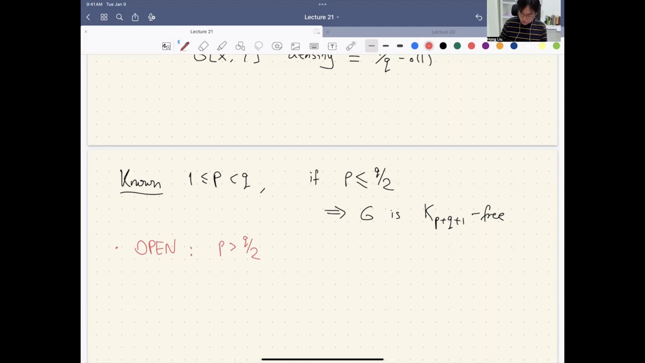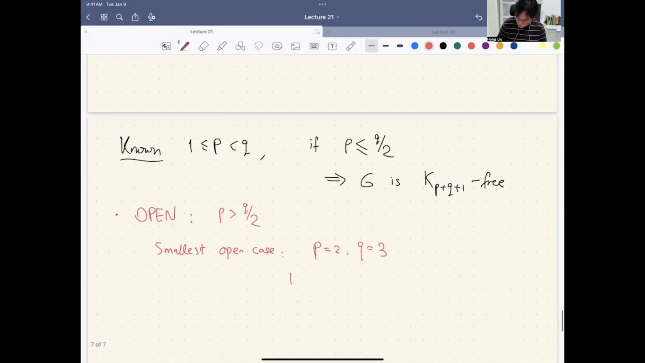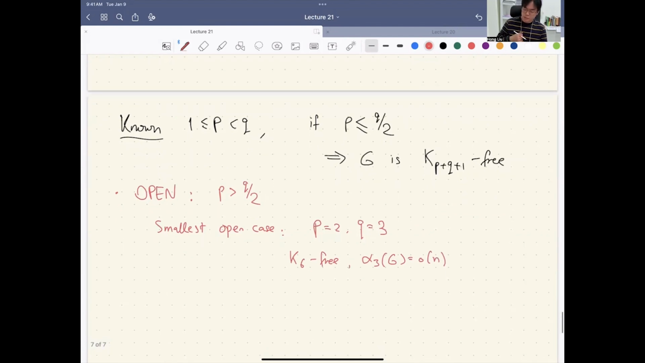This sort of construction. The smallest open case is this Ramsey-Turan density. Let me just directly write it. When P equals 2, Q equals 3, this corresponds to K6-free and alpha_3 of G is little o(n). Okay, the smallest open case.